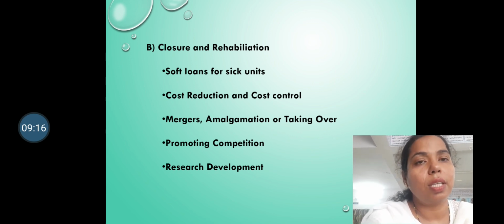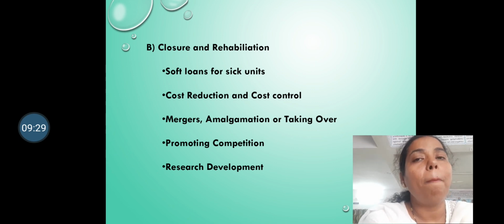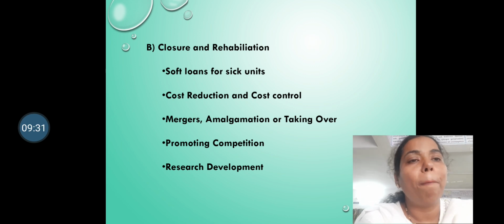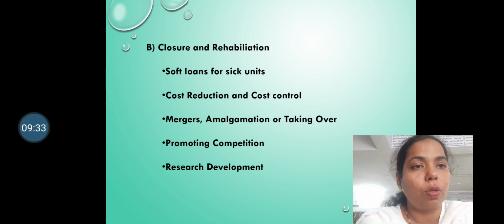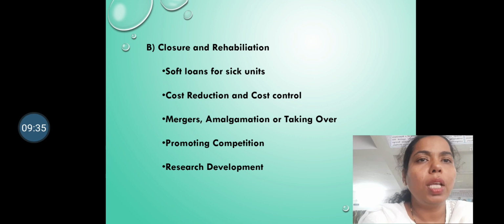Similarly, research and developmental activities can be promoted, so that these industrially sick units can perform better. They can compete with their counterparts in the industry. So these are the measures which are related with the closure as well as the rehabilitation.